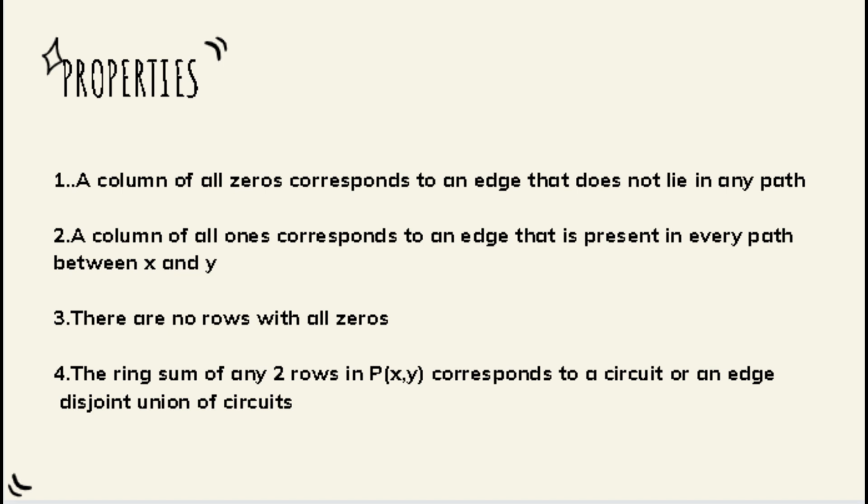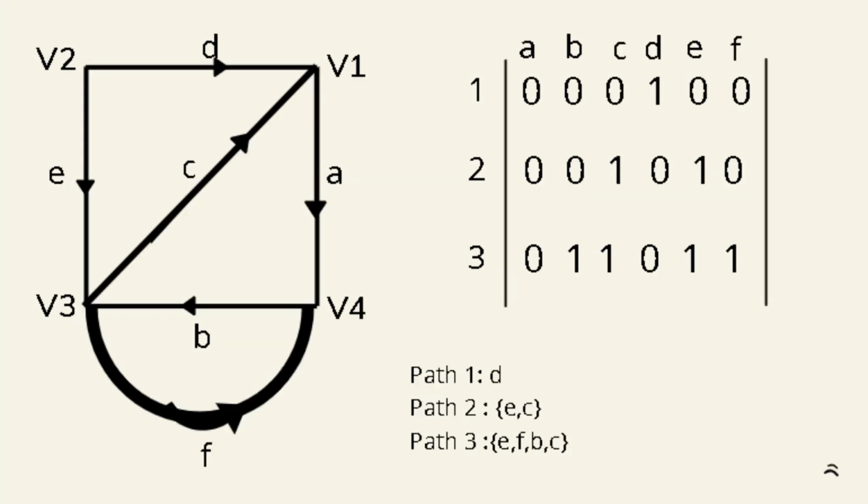The third property: there are no rows with all zeros. That means in the example itself, we can see that there are no rows with all zeros. This is because if there is a row with all zeros, it negates the definition of a path matrix. That means it does not have a path. That is not possible. So that is the third property.